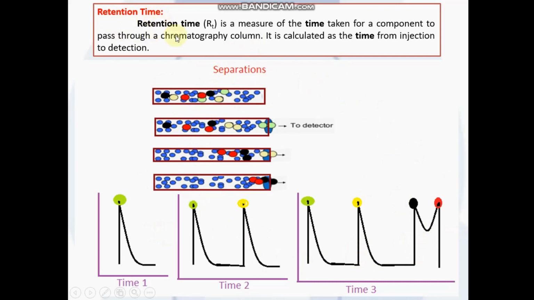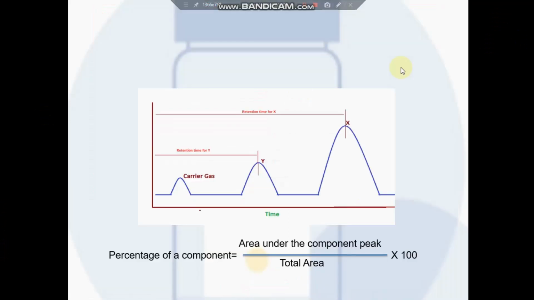Retention time, or RT, is a measure of the time taken for a component to pass through a chromatographic column. It is calculated as the time from injection to detection. It is a very important parameter, that is, retention time.